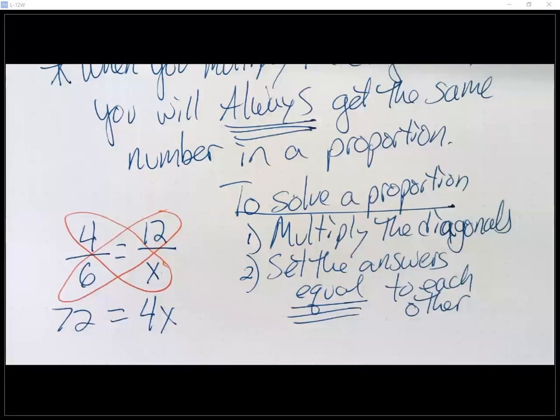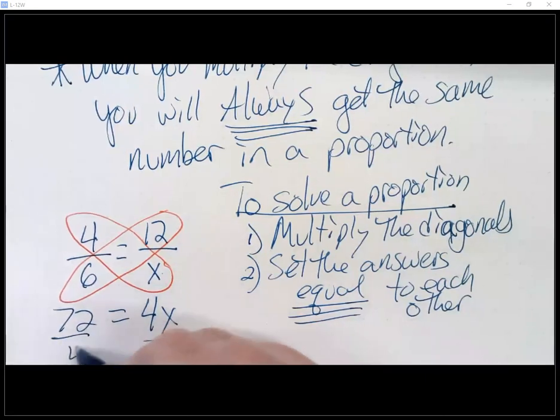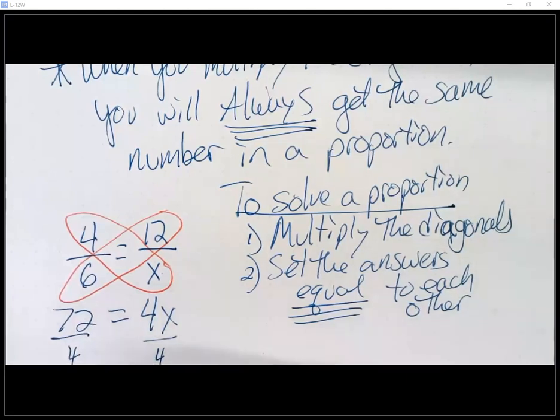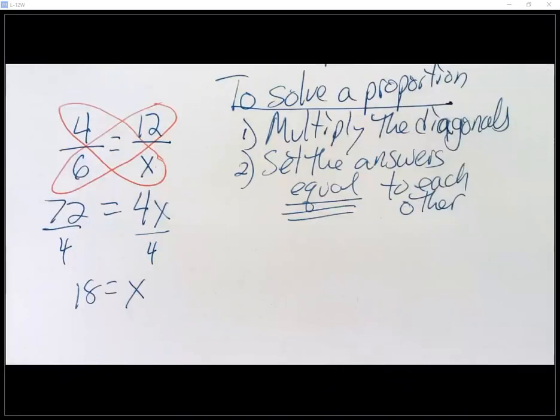So all I'd have to do to figure out what x is, this is my equation, 72 equals 4x. How do you solve that? Divide by 4, right? I want to get x by itself, so let's divide by 4. 72 divided by 4 is 18. So that means 18 is the number that's missing there. That's the number that would make that proportion.